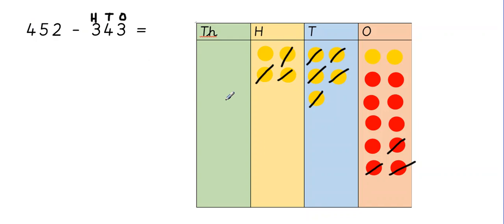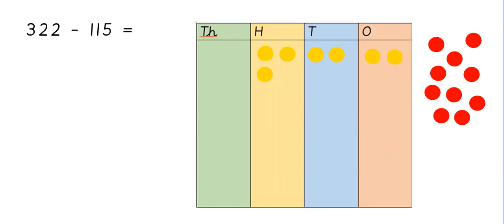So now I'm going to add up each of my columns. So in my hundreds column, I've got a 1. In my tens column, I've got nothing, so that goes as a 0. And in my ones column, I've got 1, 2, 3, 4, 5, 6, 7, 8, 9. So your answer would be 109.